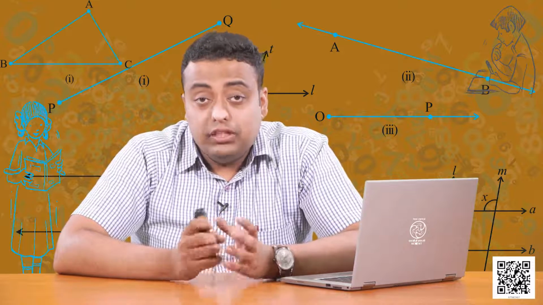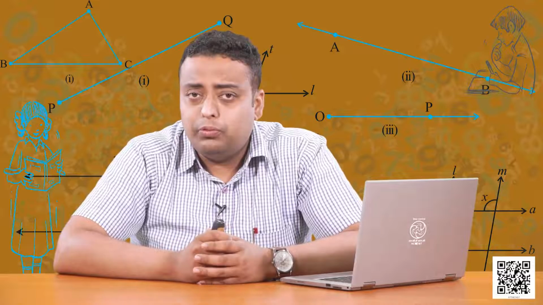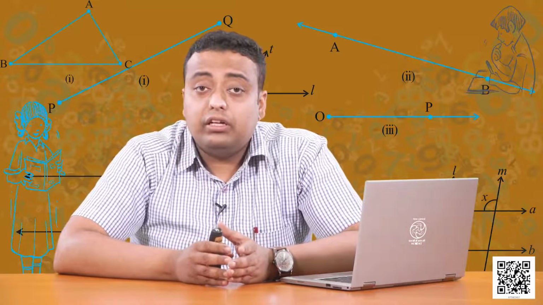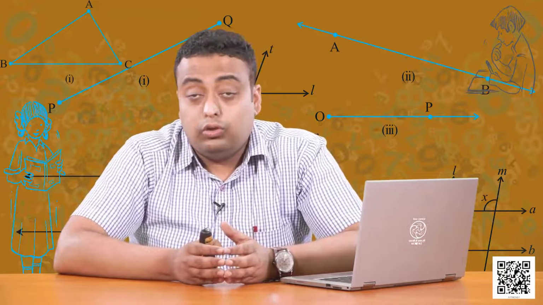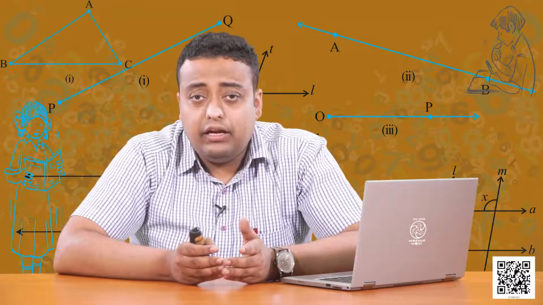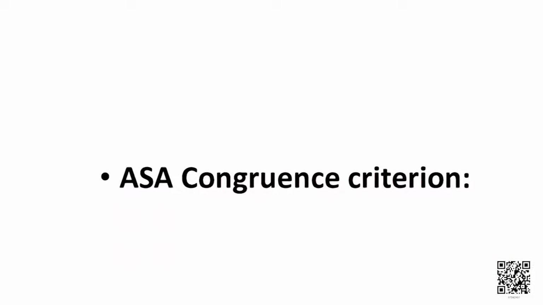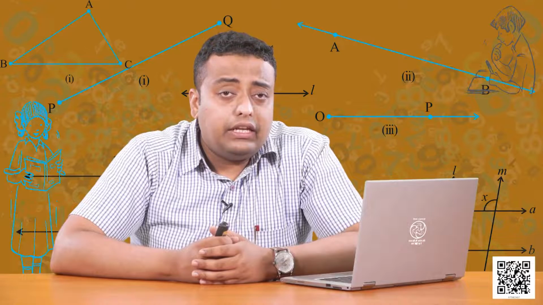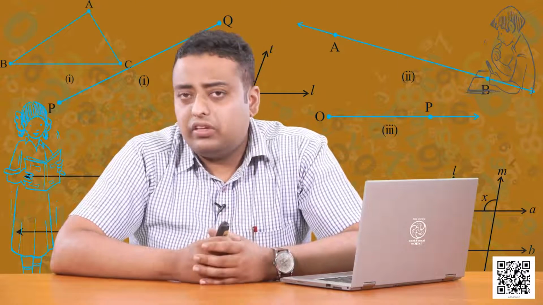Students, these questions are for you to solve and try in your notebooks by making two triangles and checking whether they are congruent or not by virtue of the same angle, or two same angles, or two same angles and any one side, or two angles and the side included between them. This is the ASA congruence criteria, that is, angle side angle congruence criteria.